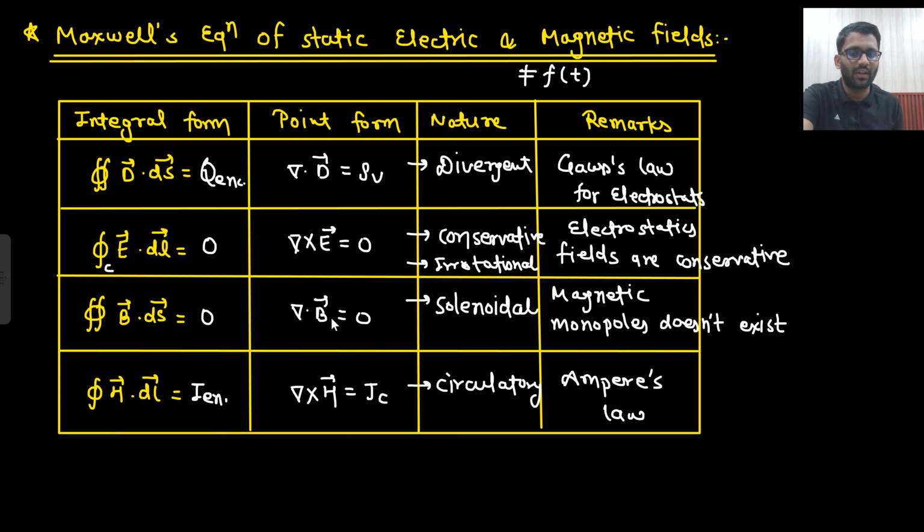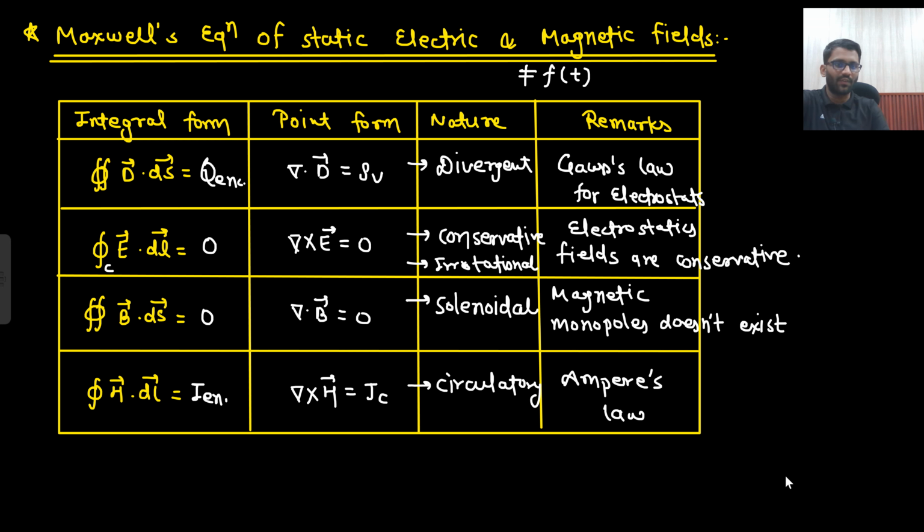Regarding this equation, everything that can come is solenoidal, magnetic poles don't exist. Regarding this equation, whatever can come is conservative, irrotational, electrostatic fields are conservative. So these are all the things that can come. And regarding this equation, whatever can come is divergent and Gauss law for electrostatics.